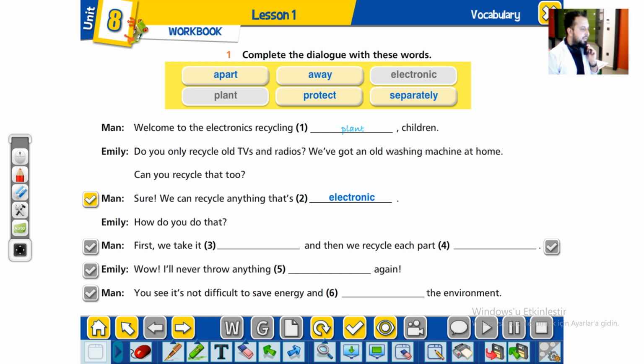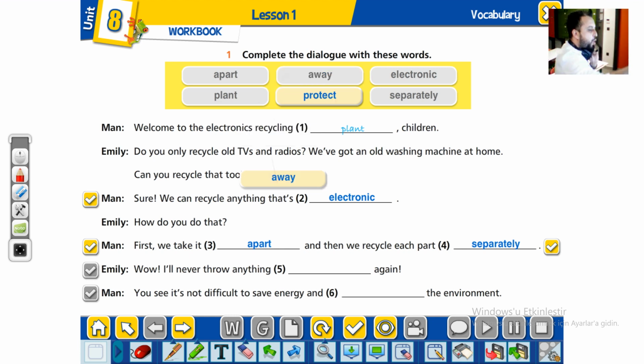First, we take it apart, and then we recycle each part. Remember that when we recycle electronics, first of all, we are going to take them apart. Before recycling, they are going to take apart all the parts of the electronics. Each part, we are going to use separately. Yani bütün parçaları ne yapıyorlarmış? Ayrı ayrı geri dönüştürüyorlarmış.